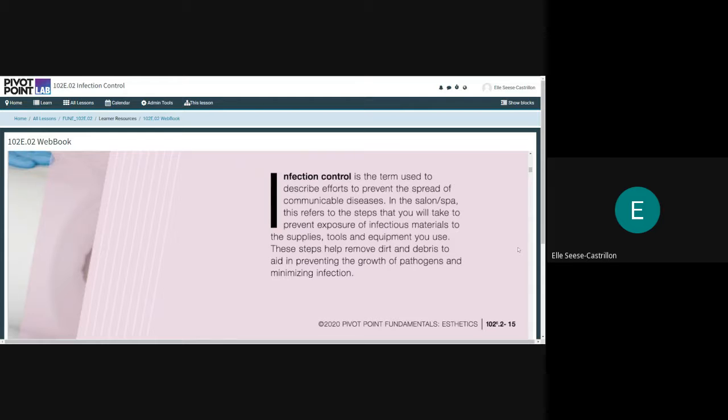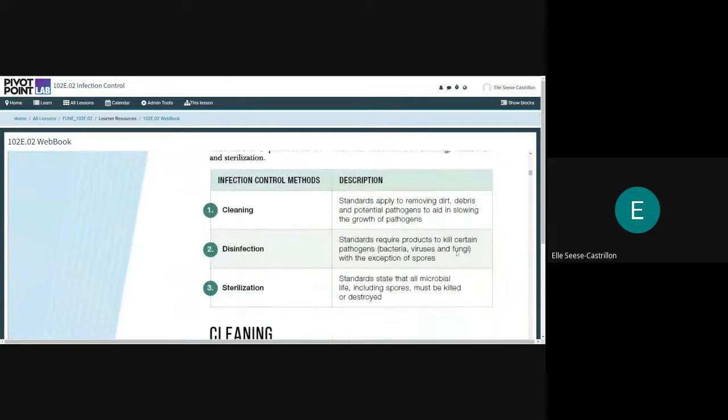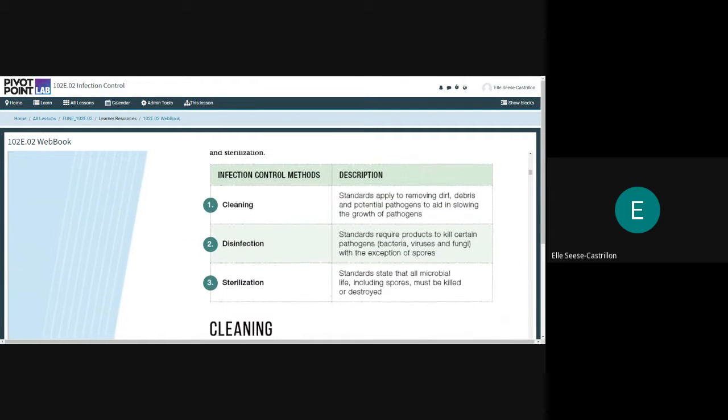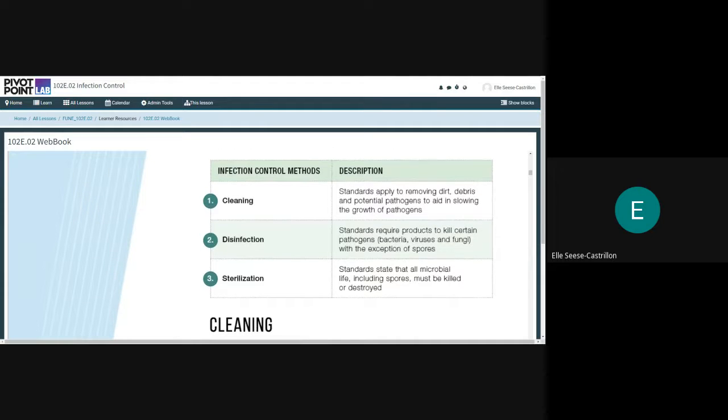Infection control is the term that's used to describe efforts to prevent the spread of communicable diseases. In the salon or spa, this refers to the steps that you will take to prevent exposure of infectious materials to the supplies, the tools, and the equipment that you use. These steps help remove dirt and debris to aid in preventing the growth of pathogens and minimizing infection. So infection control practices can be divided into three methods: cleaning, disinfection, and sterilization. So to put it simply, that's three steps.